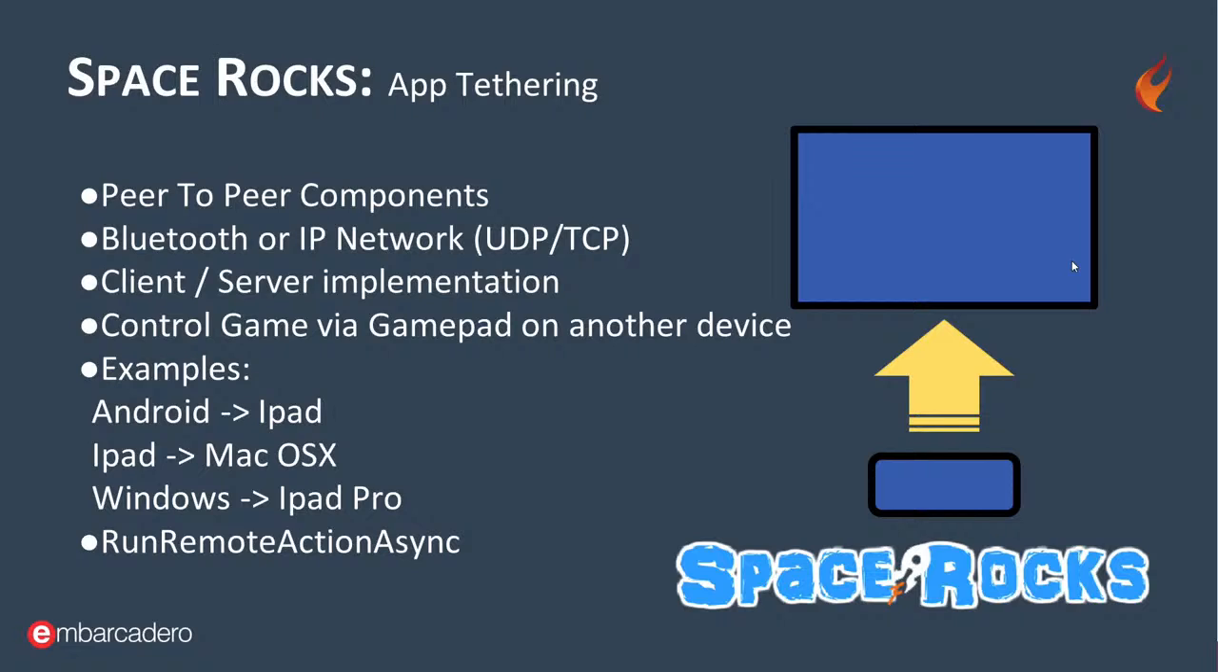On the gamepad side, each button is set up to run one of the remote actions asynchronously. Press a button in the gamepad, the action is sent via app tethering, and the action gets executed in the game. Keep in mind that because the actions are sent asynchronously, you will need to thread synchronize any code within the actions that modifies the UI.